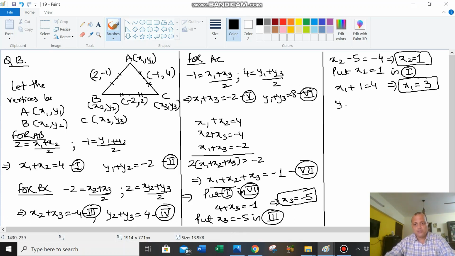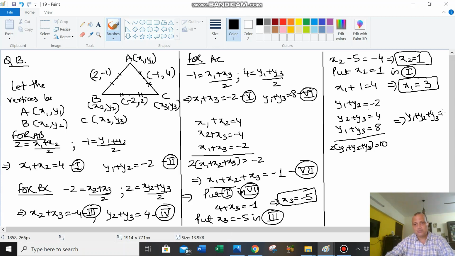Let's add all of them together. So y1 plus y2 plus y3 is given. Oh no, sorry, I have to first add them up. My mistake. So I have y1 plus y2, that's my equation number 2. This is equal to -2. Next, equation 3 is y2 plus y3, that's 4. And then the last equation I have is y1 plus y3. This gives me 8. Add all of them up. That gives me 2 times (y1 plus y2 plus y3). This is equal to 8 plus 4, 12. 12 minus 2, 10, which means y1 plus y2 plus y3 is equal to 5.